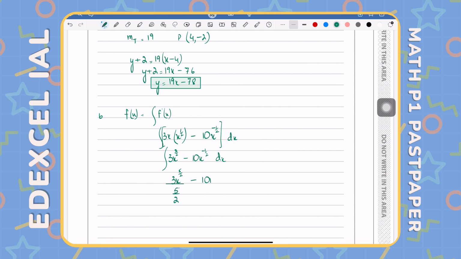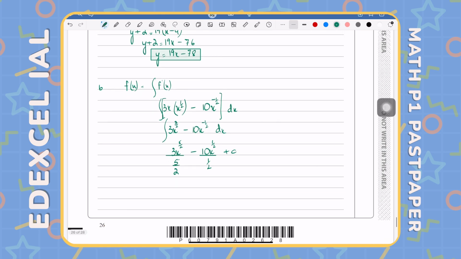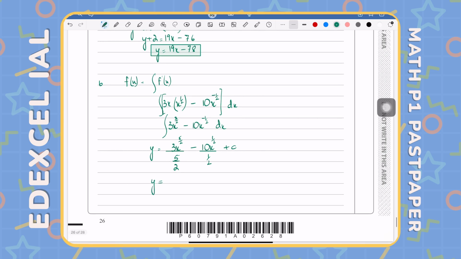Here also we need to add 1 to the power. So when you add 1 to minus half, it becomes positive half. So I'll write positive half. Divide by the new power, which is positive half, as we can see. And don't forget that we're going to need to put plus c also. Okay, and this is now y. This is f of x, or you can say this is y. So 3 divided by 5 upon 2 will basically be equal to 3 into 2 upon 5. So that's going to be 6 upon 5. The power on x will remain 5 upon 2, minus 10 upon half, that's equal to 20. So 20x power half, and then the plus c.